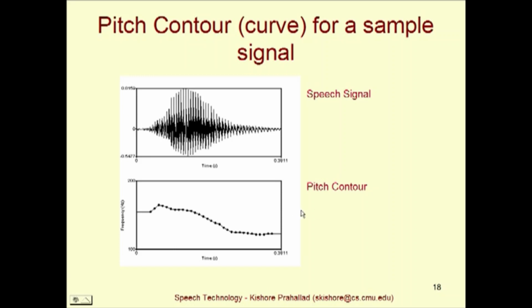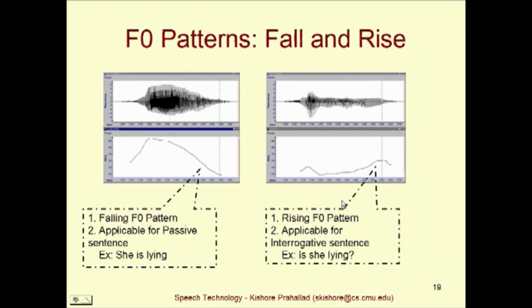So when you plot the pitch over a period of time, that's called pitch contours, also referred to as intonation sometimes. So what is the significance of these intonation contours? You can have patterns in these contours. If this is a speech signal and you're finding this falling pattern, this is called a fall pattern of F0, then it means that it's a kind of passive sentence.